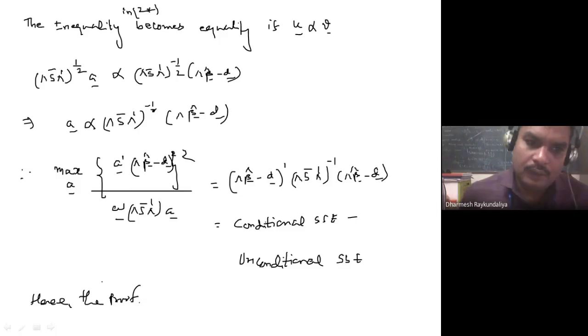Equality you require, but when the equality sign holds, so when you take the maximum over this, what should a be? So a should be proportional to this at that time.